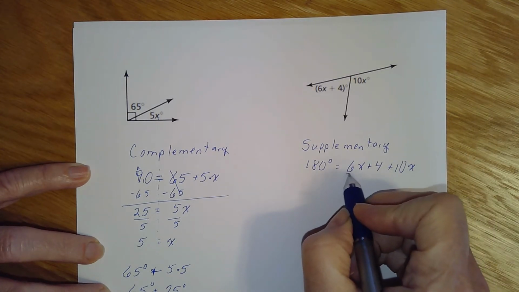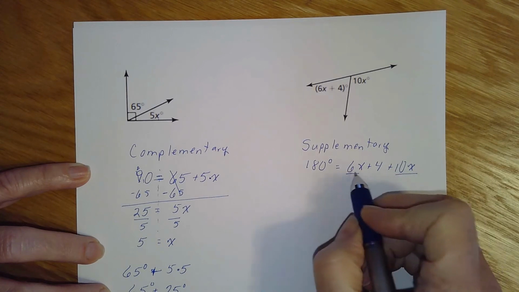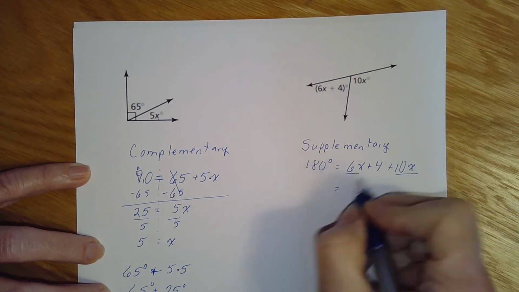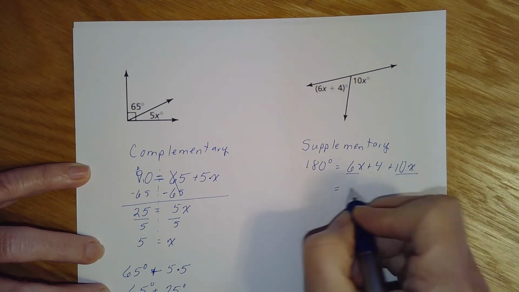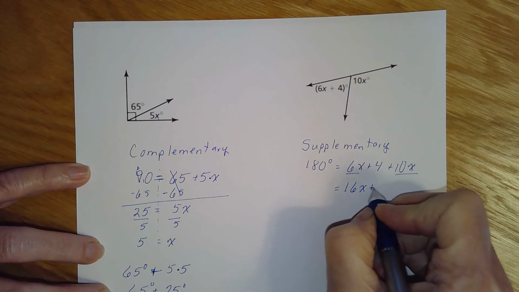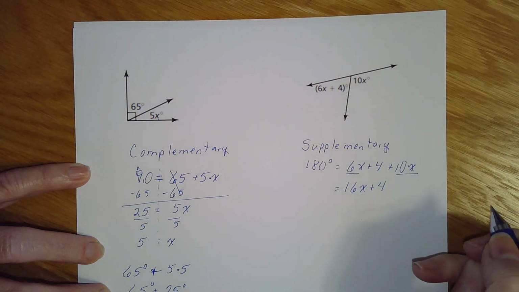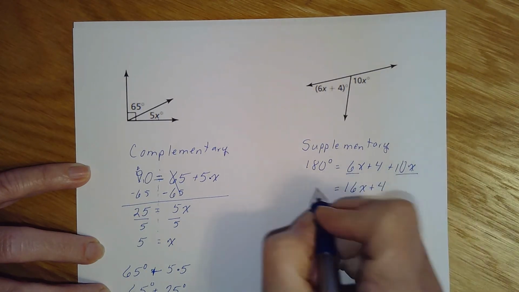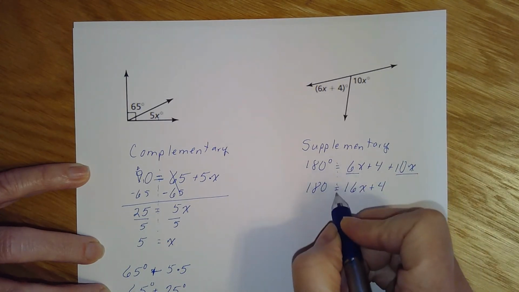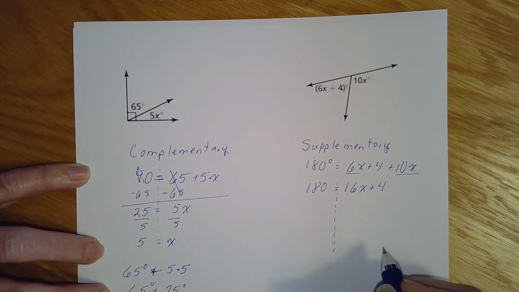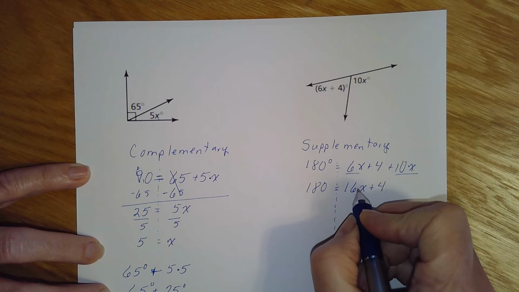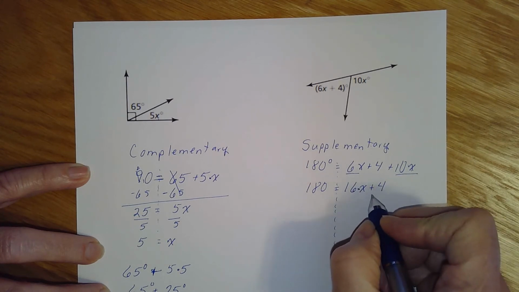On this side, I'm going to begin combining terms. Both of the terms I just underlined have got an x in them. So 6x plus 10x makes 16x plus 4. That simplifies this side, and that still equals 180. And again, put that line down the center, reminding ourselves we do the same thing on both sides. So this is 16 times x plus 4.